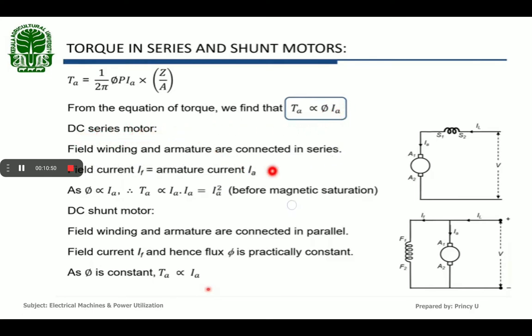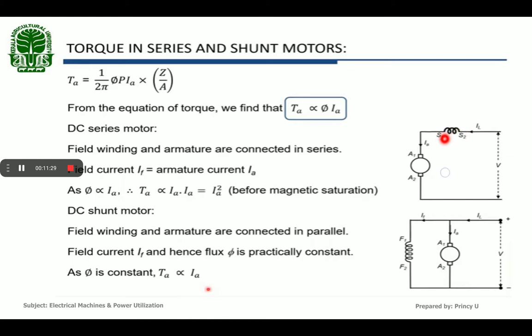Then consider the DC series motor, where the field winding and armature winding are connected in series. The current flowing through the field winding is the same amount of current that flows through the armature winding also, that is IF is equal to IA. So the flux produced in the field winding is directly proportional to armature current before magnetic saturation. When it reaches magnetic saturation, the flux becomes constant.